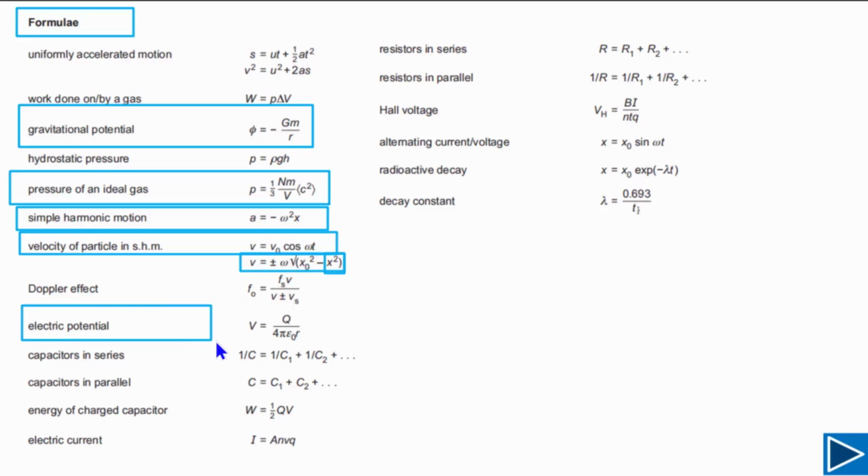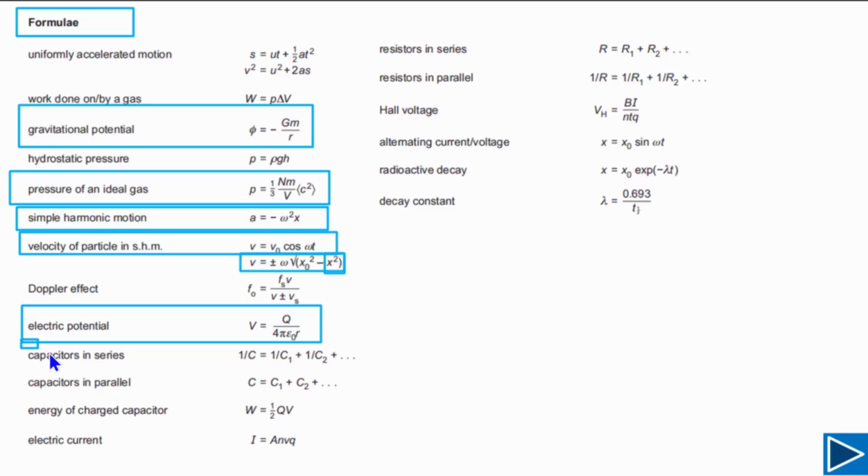And next one is about electric potential. This formula is also a basic formula; you need this one for calculations in an electric field. If you need to find potential at any point in an electric field, you can use this one.